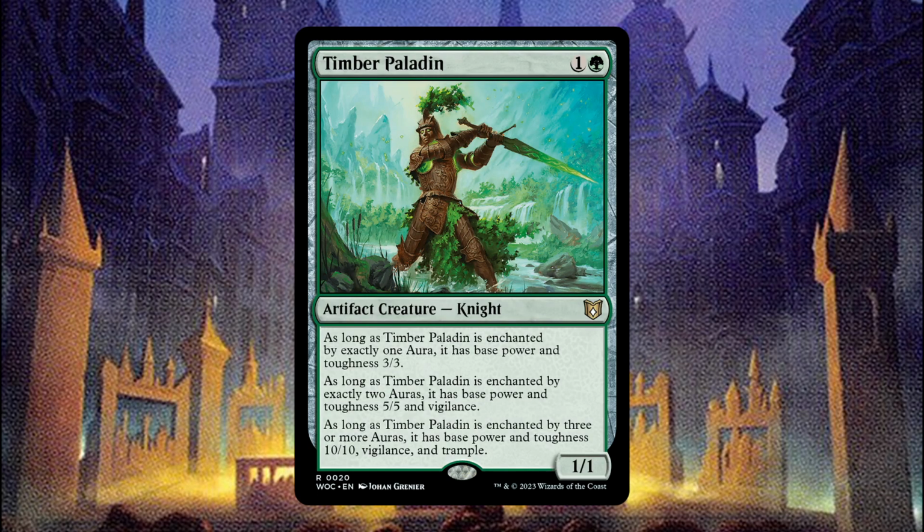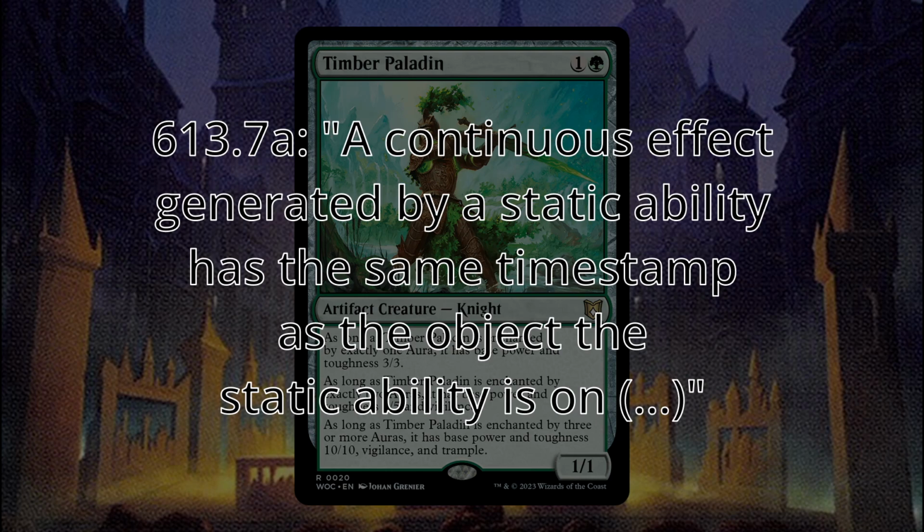But when did Timber Paladin's continuous effect gain its timestamp? Well, despite not actually affecting anything until an aura actually got attached, the Paladin's static ability generating the effect already existed on the battlefield before that point. It just didn't do anything until an enchantment was put onto the Paladin. Therefore, it also gained a timestamp when the Paladin was put onto the battlefield.